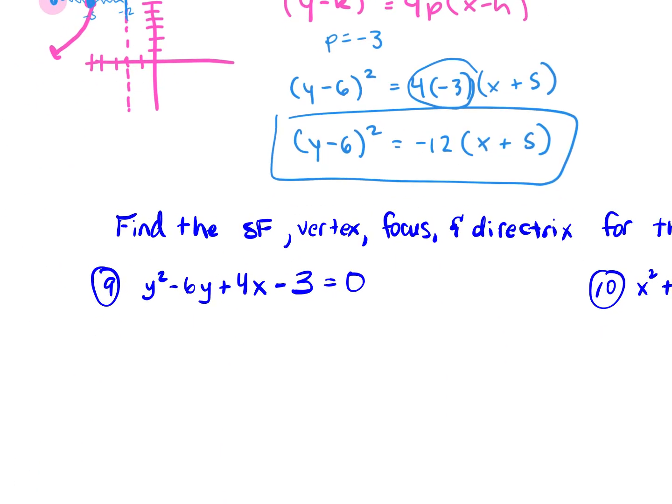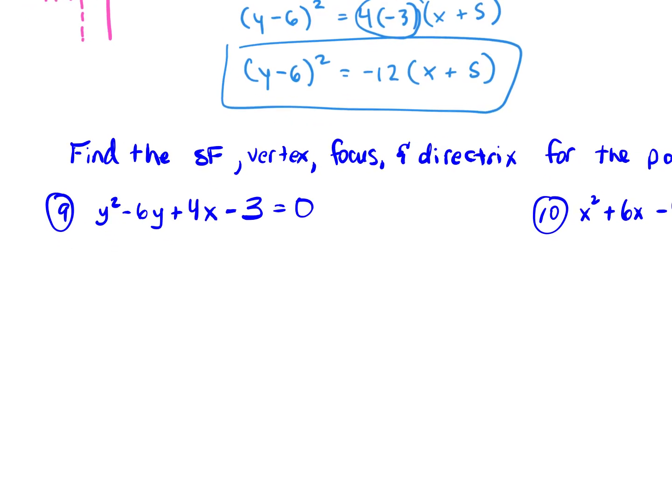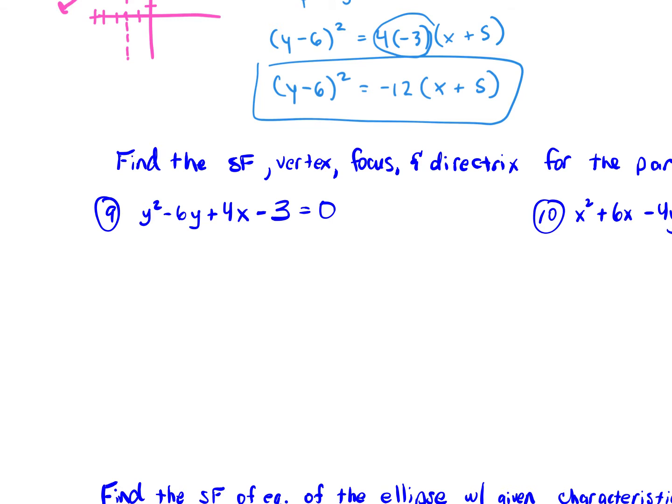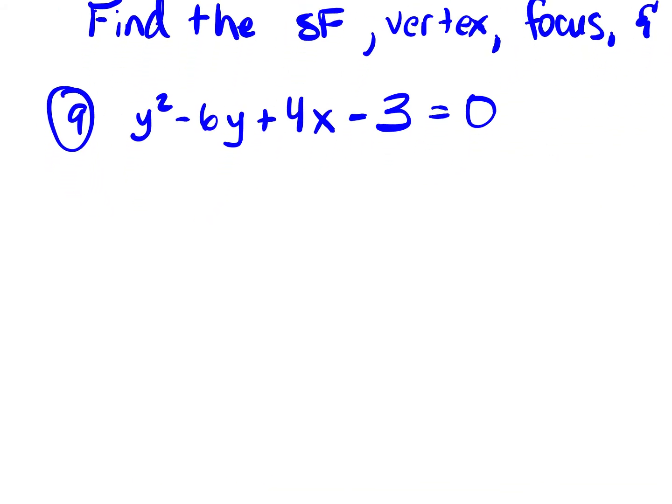All right, let's look at number 9. We'd find the standard form, the vertex, focus, and directrix for the parabola. So we want to get this parabola into our standard form. Whichever one's squared, we know we're going to have to complete the square with that term. So we see our y is squared. We're going to have to complete the square there. We want to move everything else to the other side.